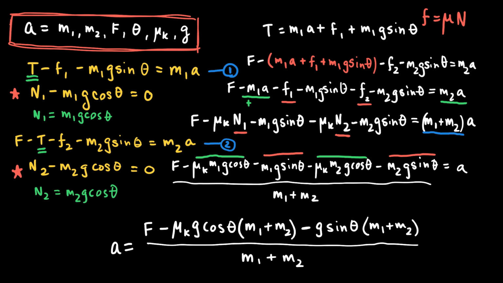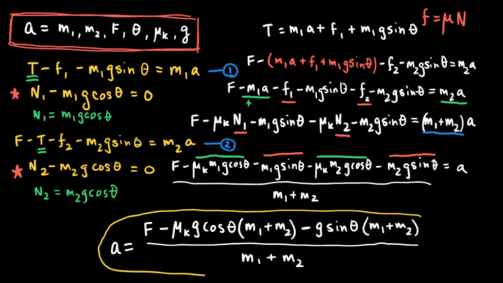And I think, if you look back to the question that I posed in the beginning, I think we have arrived at an equation that meets the criteria. Here's an equation that in it only has the two masses, the applied force, the angle theta, the coefficient of kinetic friction, and the acceleration due to gravity. And so because this equation meets those criteria, I'm going to go ahead and put a big circle around it.